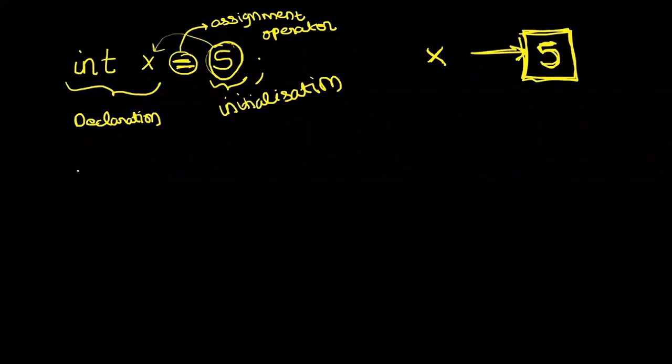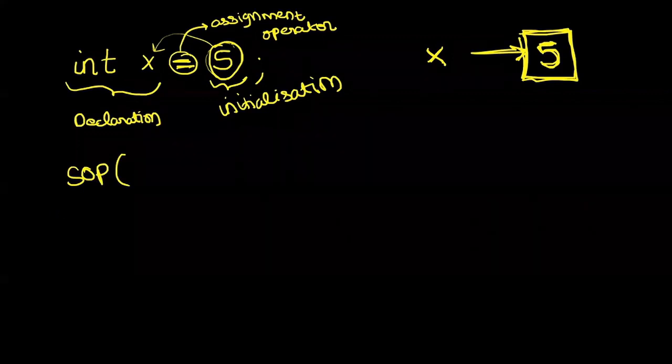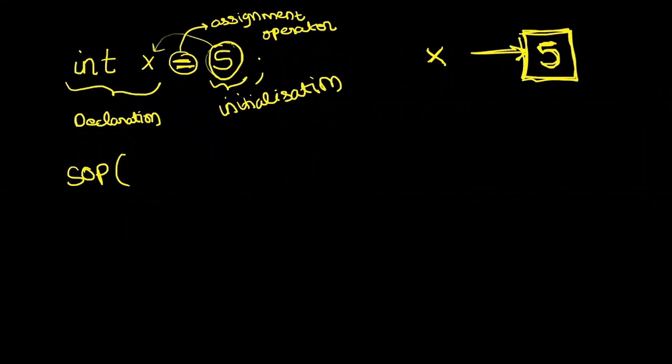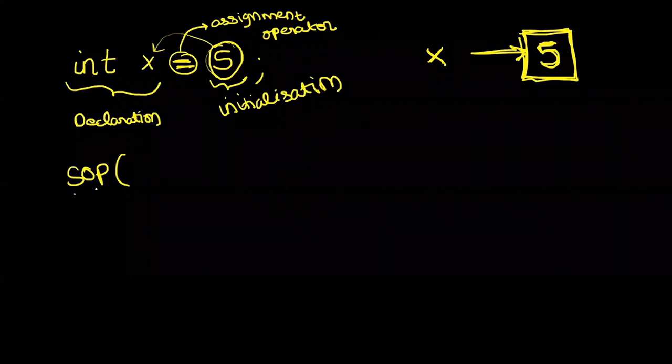So if I say print X, if I say system.out.println X, then what will be printed? The value that is stored inside the container X, that will be printed. That is 5 will be printed on the screen. So you will see me using something like this, SOP. This is just a shorthand notation for system.out.println. Every time it is not possible for me to write system.out.println in the PPT, right? So that is why sometimes I write SOP. Whenever I write SOP, understand that I am saying system.out.println.